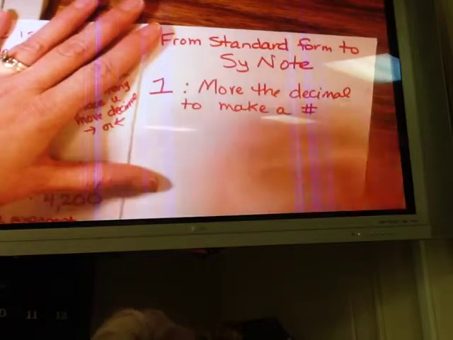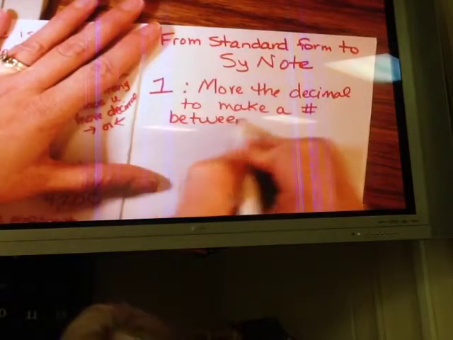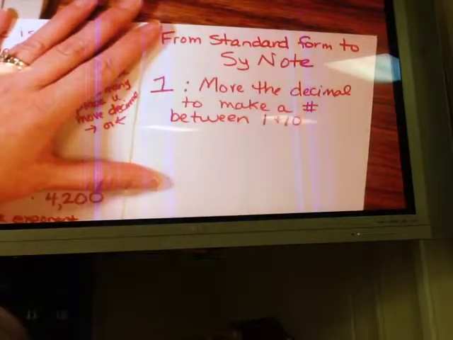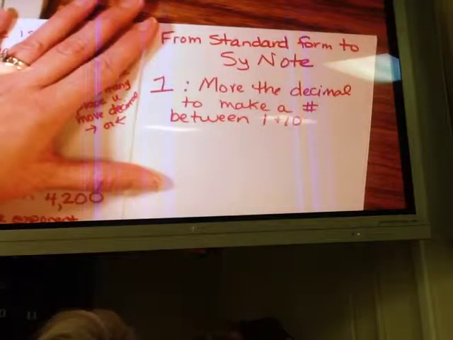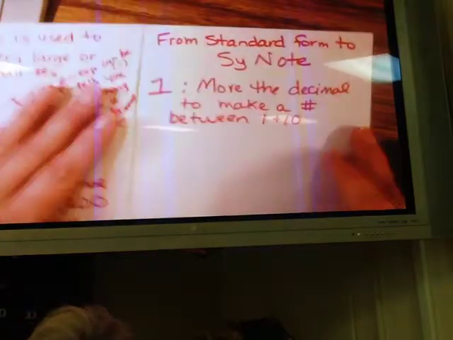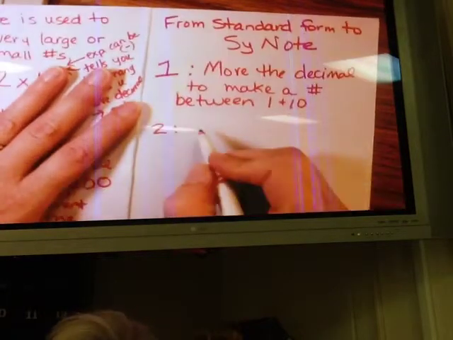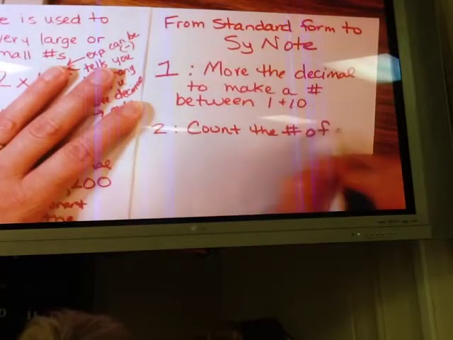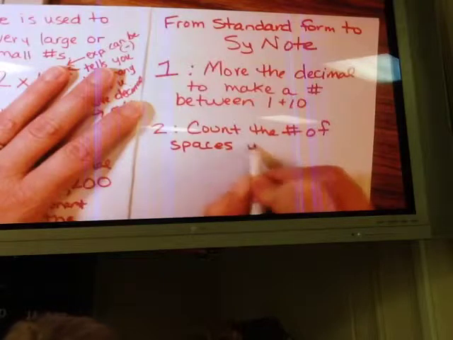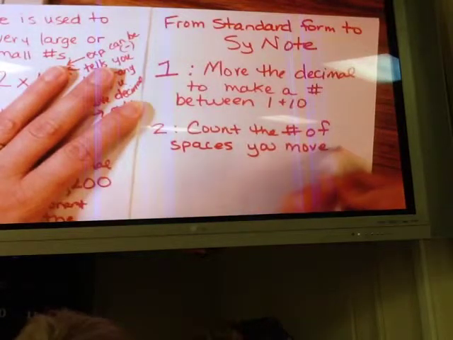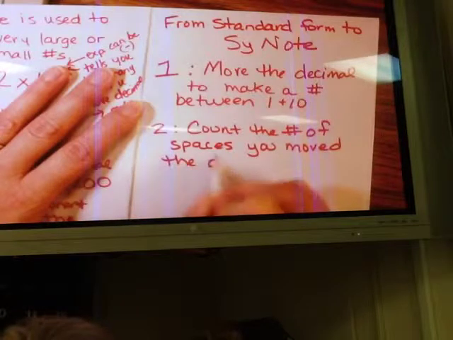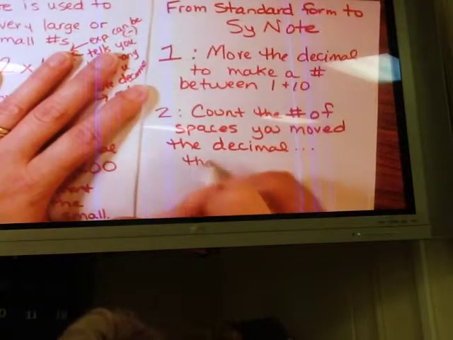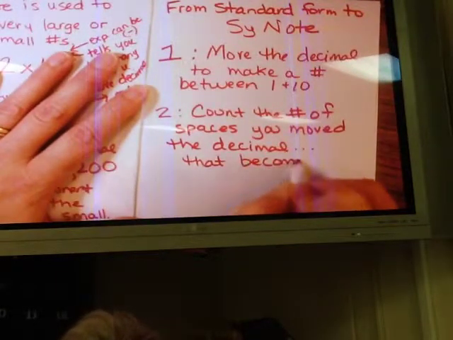To make a number between... what does the number have to be between over here on the left that we just said? Yes, between 1 and 10. That's your first step. Move the decimal to make the number you're dealing with a number between 1 and 10. Second step, count the number of spaces you moved your decimal. And what does that become? Does anybody know? Exponent. Yeah, perfect. You move the decimal, dot, dot, dot. That becomes the exponent.